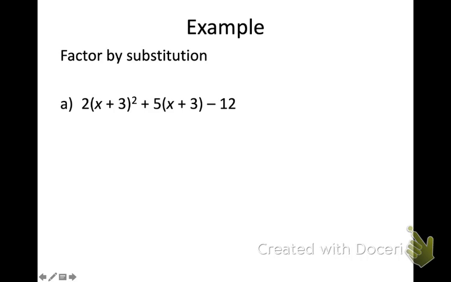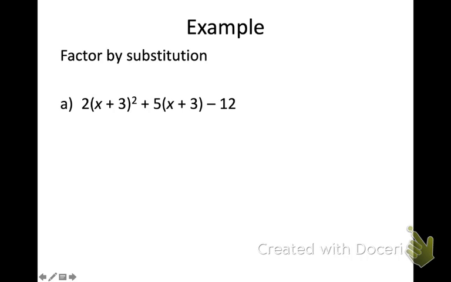I like to call this U substitution just because U is a common variable that is used in any type of algebraic equation. So that's why we just kind of pick U. What you can do is simplify an equation such as we have here to something that looks more familiar to us. So we have 2 times the quantity x plus 3 squared plus 5 times the quantity x plus 3 minus 12.